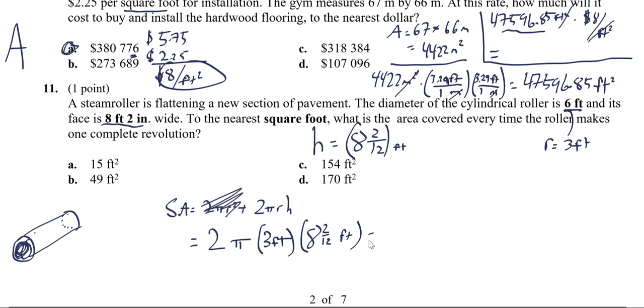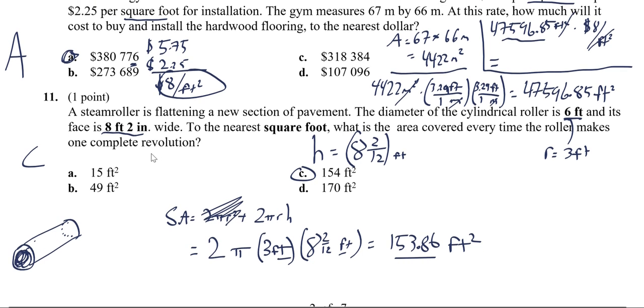153.86 about. And our unit is feet times feet, which is great. We're looking for an area, square feet. So it looks like 154 is our closest bet there, C.